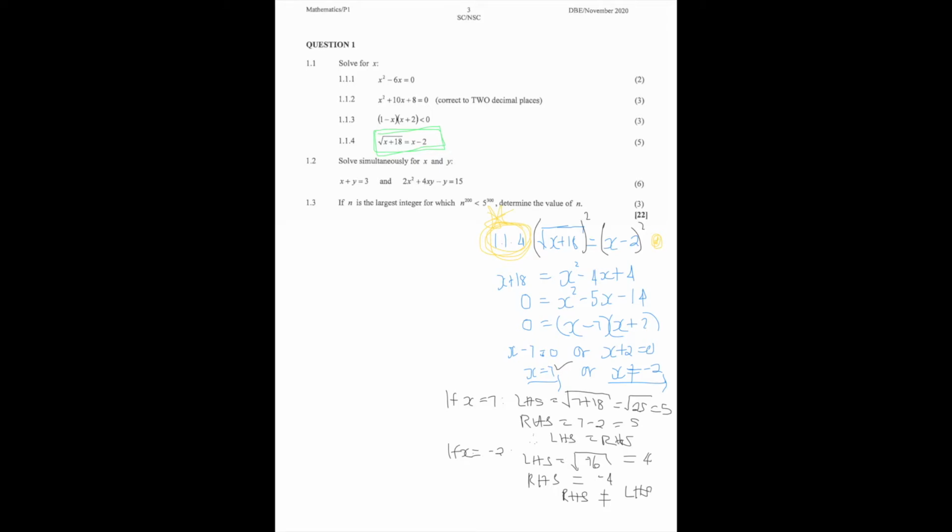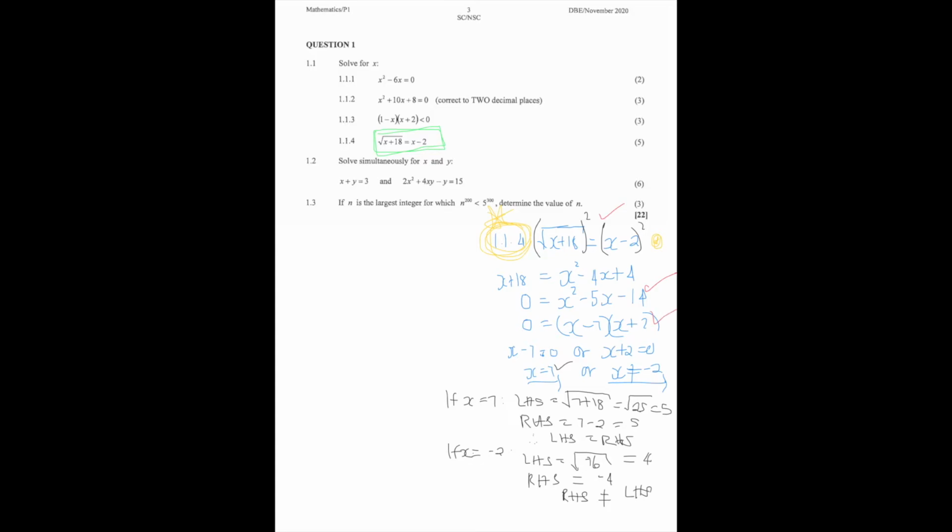Okay, so in terms of how you will get your marks, the first mark that you get is for squaring both the left hand side and the right hand side. The second mark you get is for getting your equation into the standard form, where we have x squared, x and your constant. Then your next mark is for correctly factorizing.